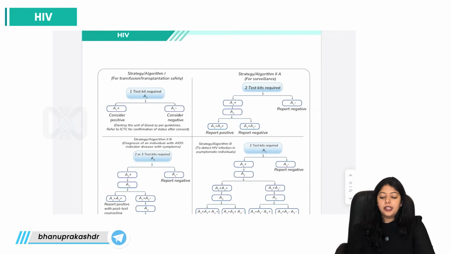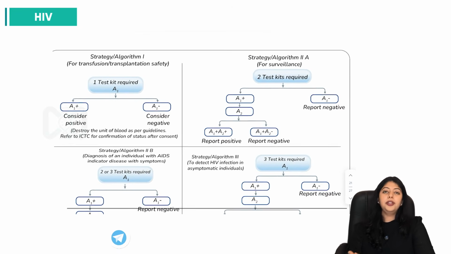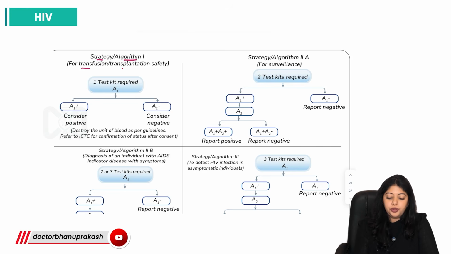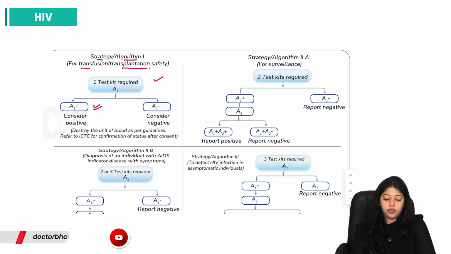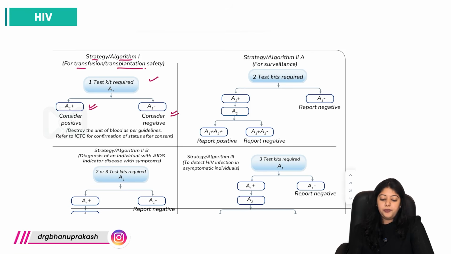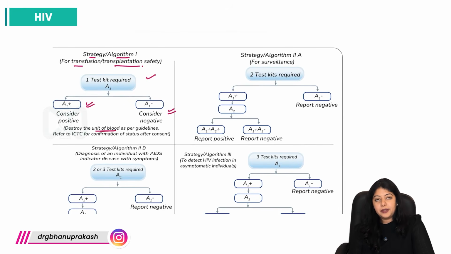So this is how we learn what are the uses of these 4 strategies, right? So let's look at these strategies one by one and in detail. So let's talk about strategy 1. Strategy 1 or algorithm 1 is used for transfusion or transplantation safety. We've already discussed that 1 kit is being used. If it comes out to be positive, we'll consider it as positive, and if negative, we are going to discard the sample, right? Destroy the unit of blood as per the guidelines.